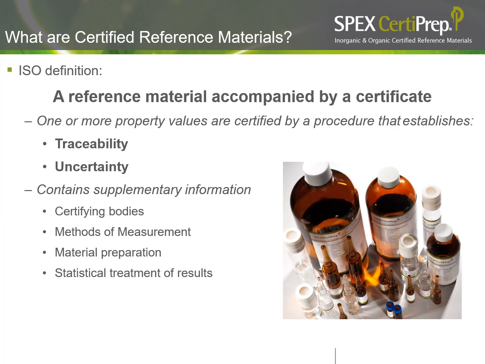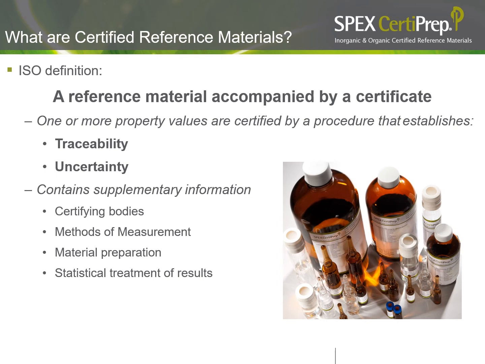So now, what is the meaning of certified reference materials? Again here class, I need to emphasize. A reference material will be accompanied by a certificate, where one or more property values are certified by procedures that establish traceability and uncertainty, and it should contain supplementary information, for example, the certifying bodies, method of measurements, material preparation, and statistical treatment of results. So this is about the CRM.